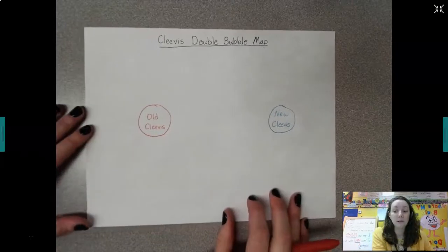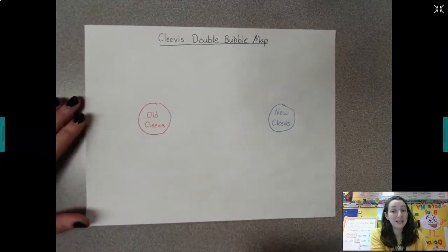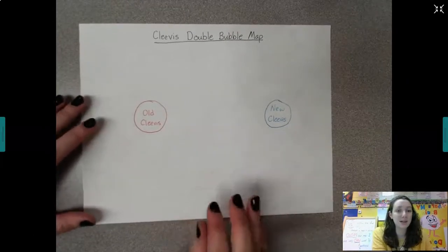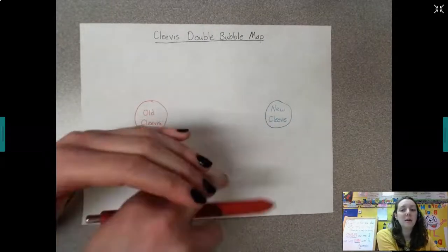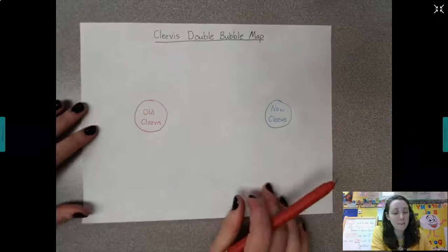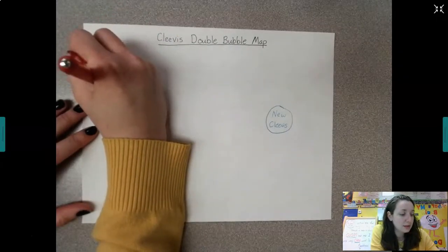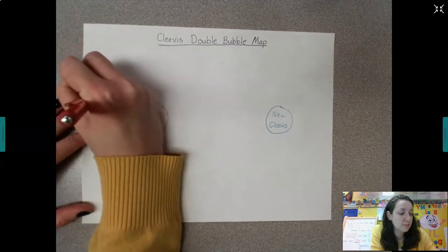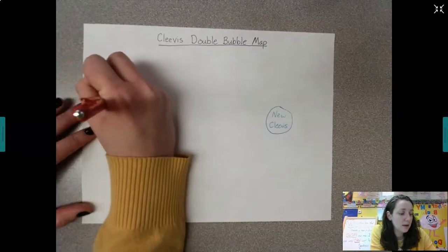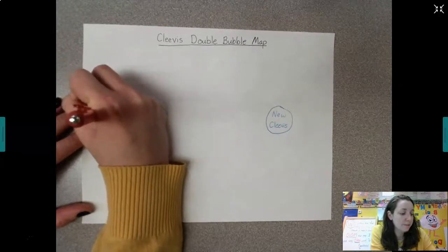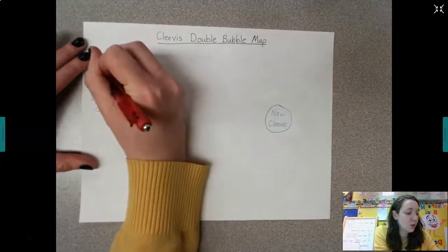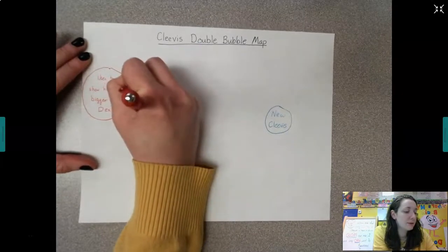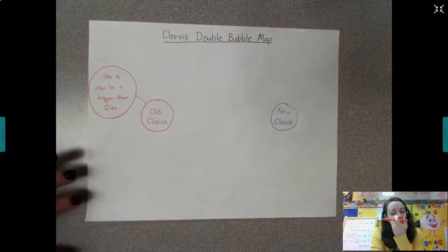So let's talk about old Clevis first. Well, old Clevis likes to show that he's bigger than Dex, right? So that's one thing that happens at the beginning. That's pretty much the only time they ever talk to Dex, really, is when Clevis is standing over him trying to show how he's so much taller than him, right? So in my first bubble, I'm going to put likes to show he is bigger than Dex. And I'm just doing this in red because it just has to do with old Clevis. And remember, I like to do my writing first before I add my circle, just to make it nice and neat, and I connect it to old Clevis.